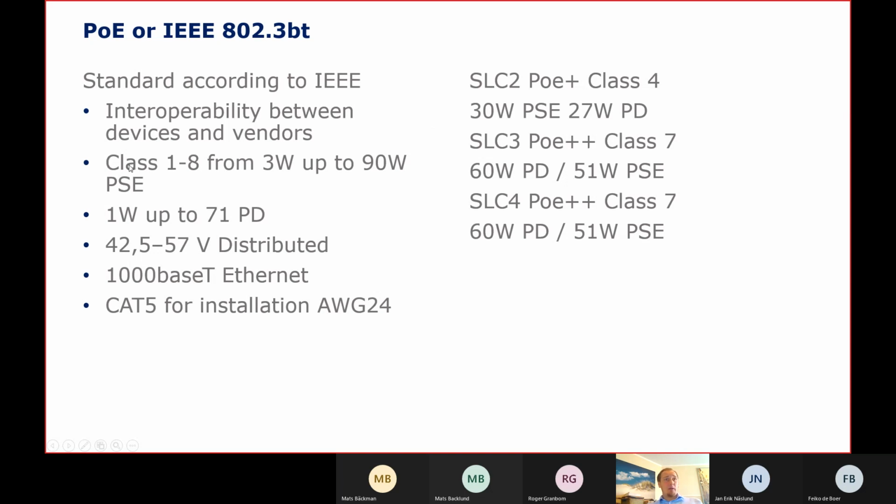Those devices can have a dedicated power class from 1 to 8, which ranges from 3 watt up to 90 watt, which can be delivered to the device. Our specific devices can be powered with up to 71 watt and then distribute 50 watt of total power to LEDs. We have different devices I'll show you later. And we have 1 gigabit Ethernet and just use standard Cat5 wires for the installation. So we just have a plug and play solution for devices.